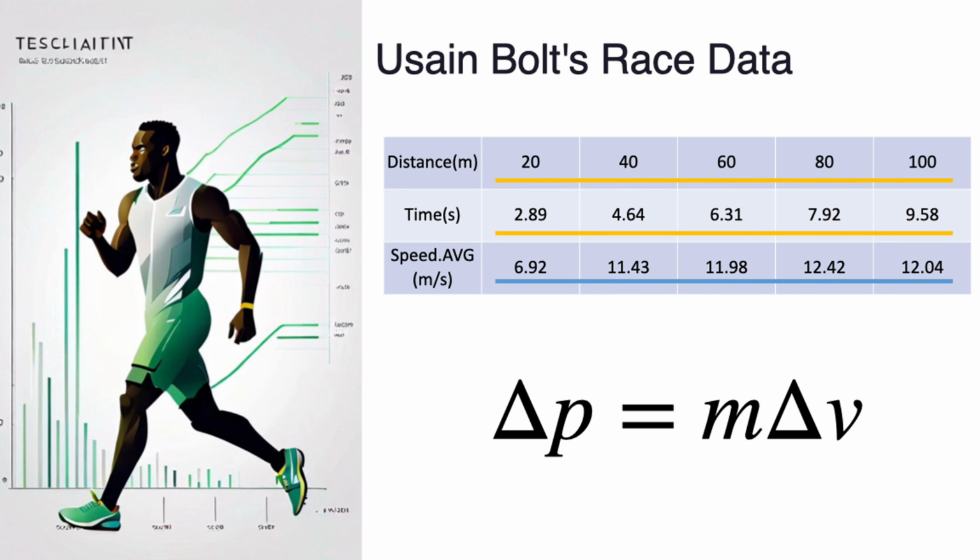Now we need to find the average speed and the change in speed for each section. For the average speed, we just need to divide the distance by the time, so I've done that for you. Here, I've divided the distance into bins: 0 to 20 meters and 20 to 40 meters. It's not perfect, but it's a good enough approximation. After all, we're dealing with huge numbers. Now we need to find the change in velocity.